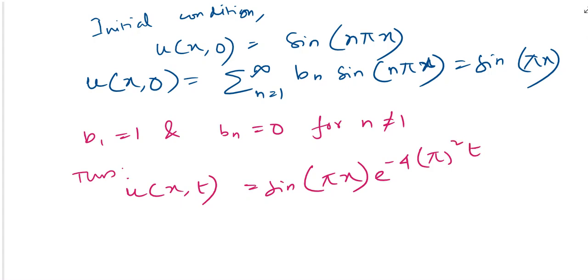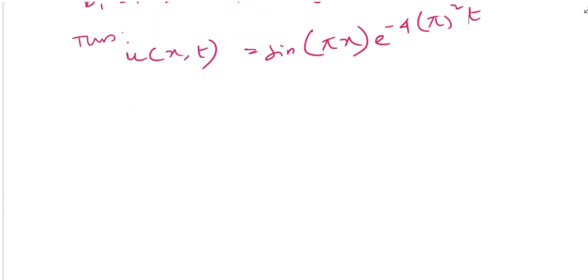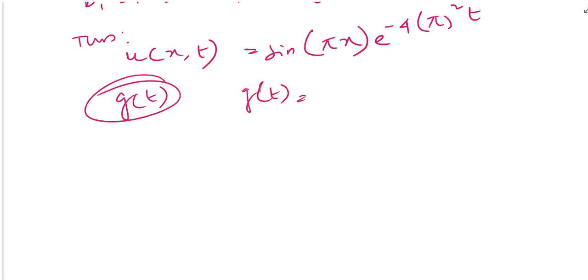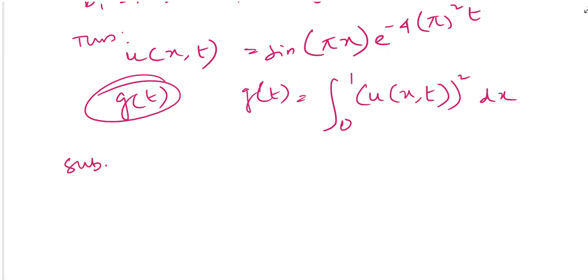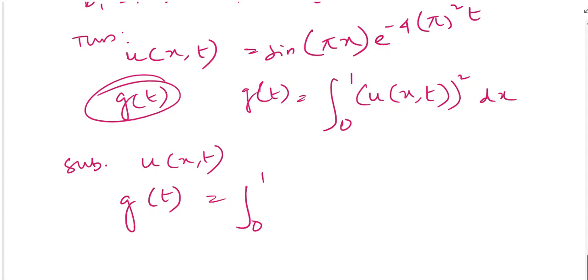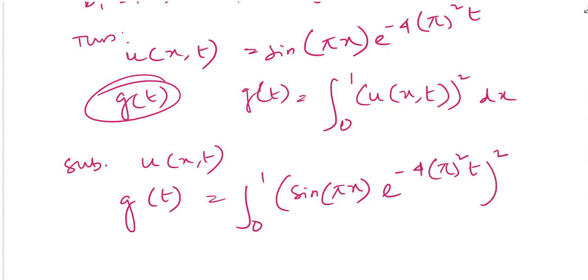So what will be the behavior of g of t? Here the function g of t is defined as integration over 0 to 1 of u of x comma t whole square dx. Substituting u of x comma t, what will be the value? g of t equals integration over 0 to 1 of (sin pi x into e to the power minus 4 pi square t) whole square dx.